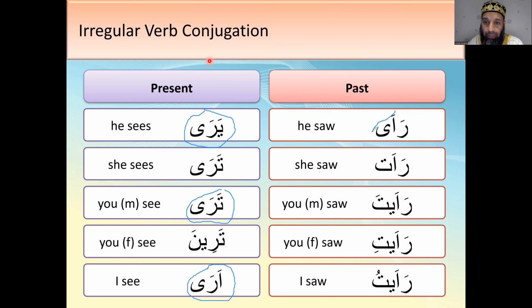Ra'a, that's past. I'll leave the past. Just look at the present. Yeah, just the present. Yara, he sees. Tara, second person, you see. Ara, I see. How to say third male, saw. Okay, third, ra'a is here.